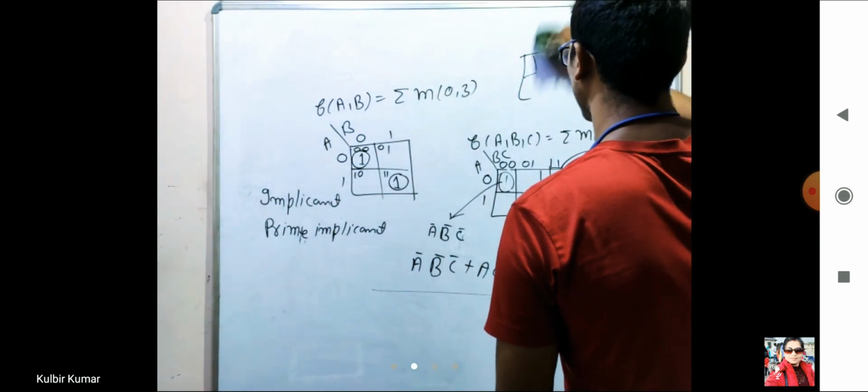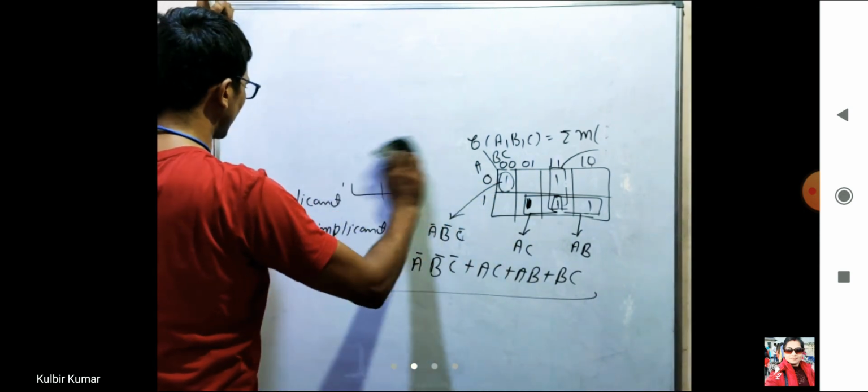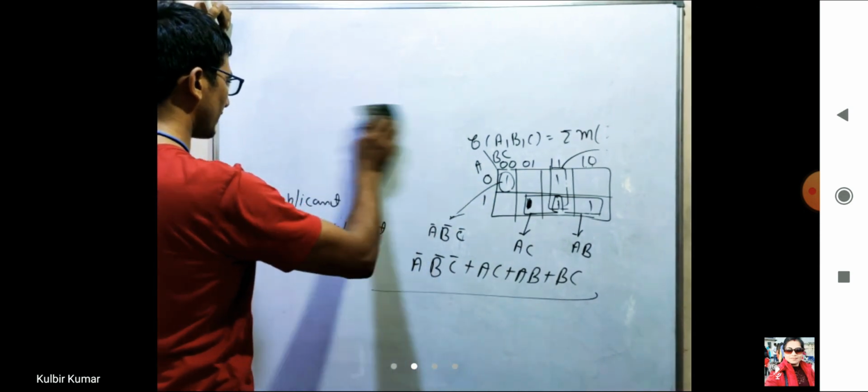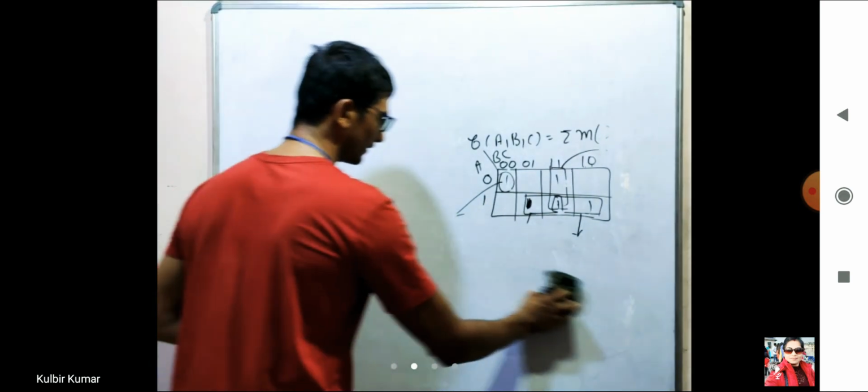Implicants which are not proper subset of any other implicants are known as prime implicants. Next thing will be essential prime implicants.